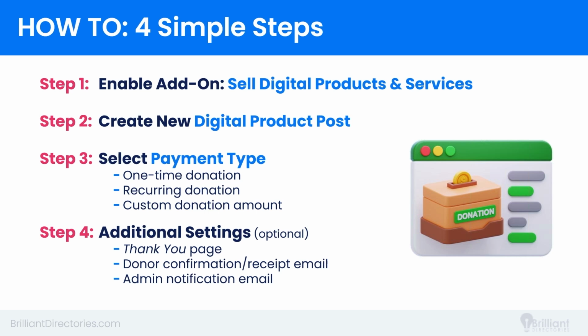But once you have that add-on, the second step would be to create a new digital product post. Again, in this case, we're calling it a donation. And then you select the payment type. It can be a one-time donation, a recurring donation, monthly, annually, semi-annually, or it can be a custom donation amount. Like I mentioned, the donor can actually type in a specific custom dollar amount that they want to donate. And they can also choose the frequency of that donation, whether it's one of the recurring options or a one-time donation.